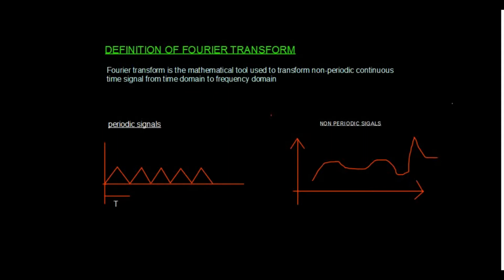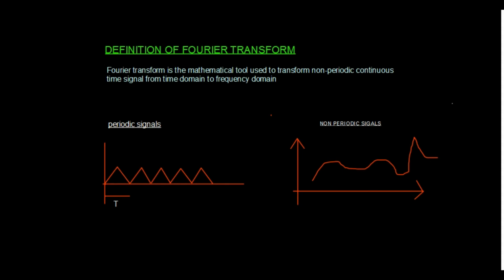Now coming to the definition of Fourier transform. Fourier transform is a mathematical tool used to transform a non-periodic continuous time signal from time domain to frequency domain. Now we know signal means it contains information. It may be a periodic signal or a non-periodic signal. Periodic signal means the shape will repeat after a particular interval. After a particular interval, the same shape will repeat.